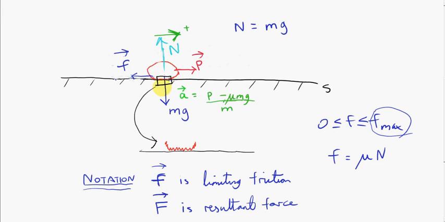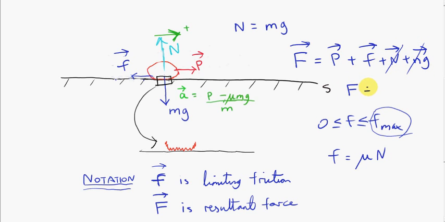So for example, in this situation here, assuming that the maximum friction force is acting, big F is equal to vector P plus the friction force. Okay, this is our vector equation. Well, more completely, it's plus vector N plus vector mg, the weight. But of course, these add up to 0. Now, in terms of magnitudes, if we take directions to the right as positive, the magnitude of the resultant force is P minus the friction force f, where f is mu times N.